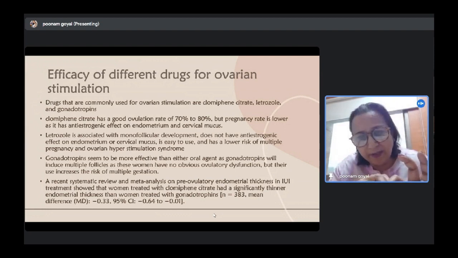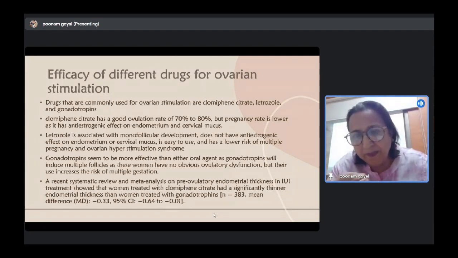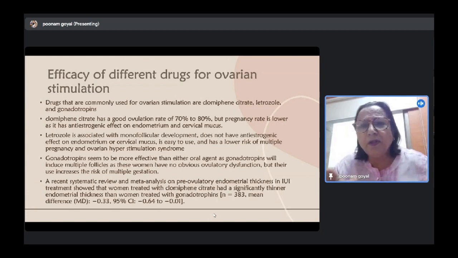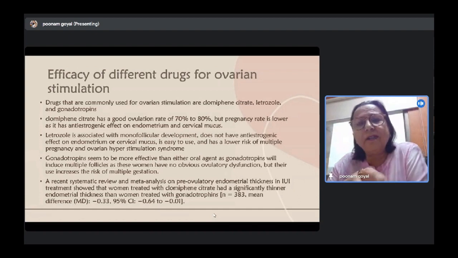Suppose the follicle is 13, and there are 2 or 3 follicles of 13. You may be tempted to give one more injection of gonadotropins. But when you see the endometrium is only 3 or 4, in those particular patients you can wait for 2 more days and then see which follicle is coming. Most of the times you will see one out of 3 follicles is selected and you will find a good endometrium.